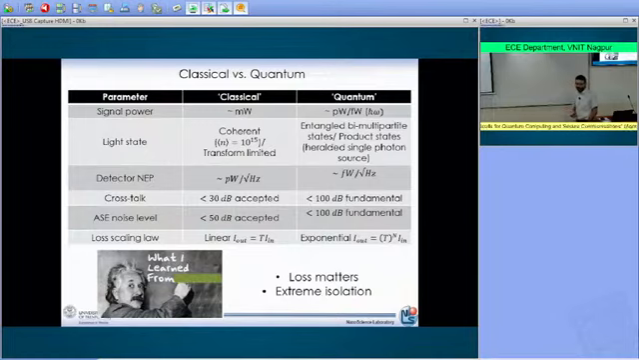Then, from the point of view of the detector, the characteristics of the detector should be adapted to the fact that now we are dealing with an extremely small signal power. That means the noise equivalent power of the detector, so the ability of the detector to detect a very small signal, should be orders of magnitude better in quantum photonics than in classical photonics.